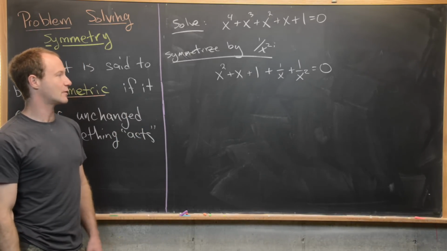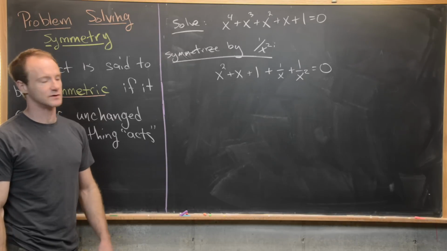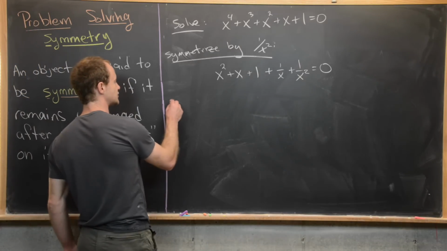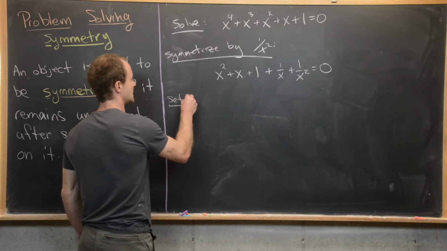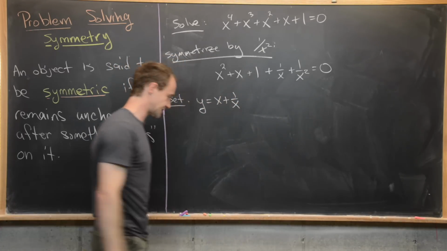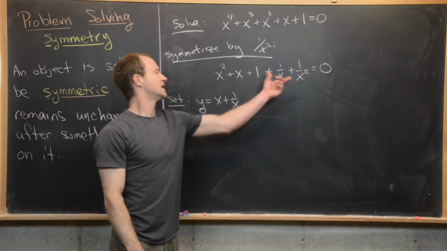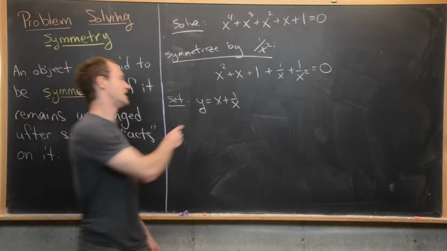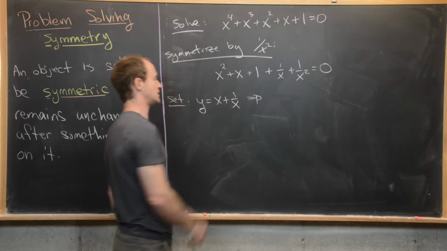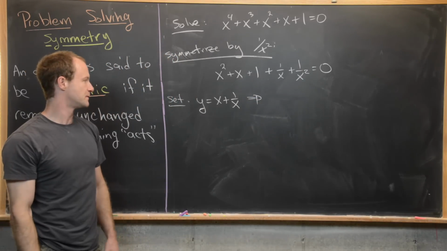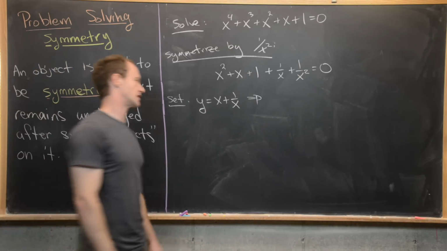Okay, now the next thing that we want to do is make a change of variables involving this symmetric structure. So the change of variables that I want to make is y equals x plus 1 over x, because that is kind of at the heart of all of the symmetric structure of this. But now notice if y equals x plus 1 over x, well, we're going to need an x squared and a 1 over x squared term. So that means we're going to need a y squared term.